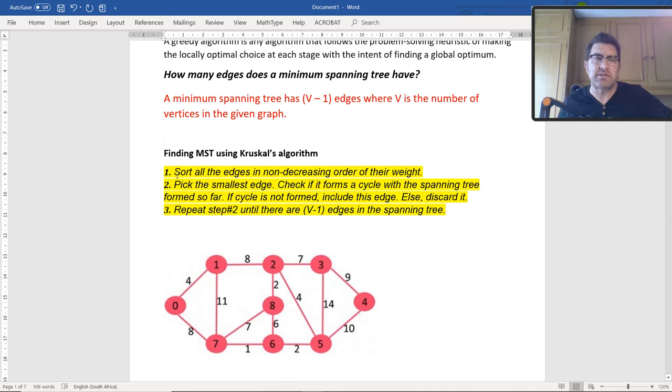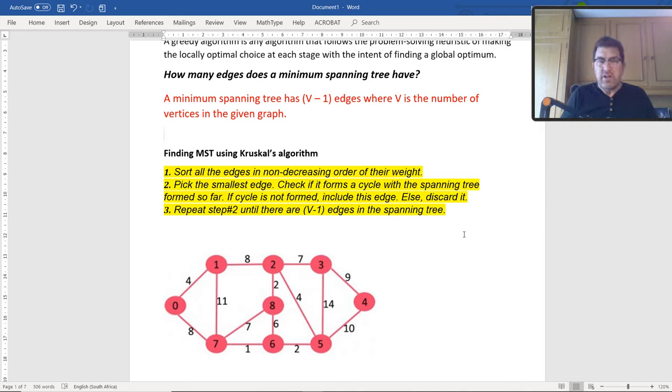So what does it say we must do? It says sort all the edges in a non-decreasing order of their weight. So in an increasing order, starting with the smallest to the biggest. We're going to sort them on the side. Then we're going to pick the smallest edge first. Check if it forms a cycle with the spanning tree formed so far. If the cycle is not formed, then we include this edge, else we discard it. So this is going to be an iteration. We're going to repeat this step until we have a total of V minus 1 edges that we have chosen to work with.